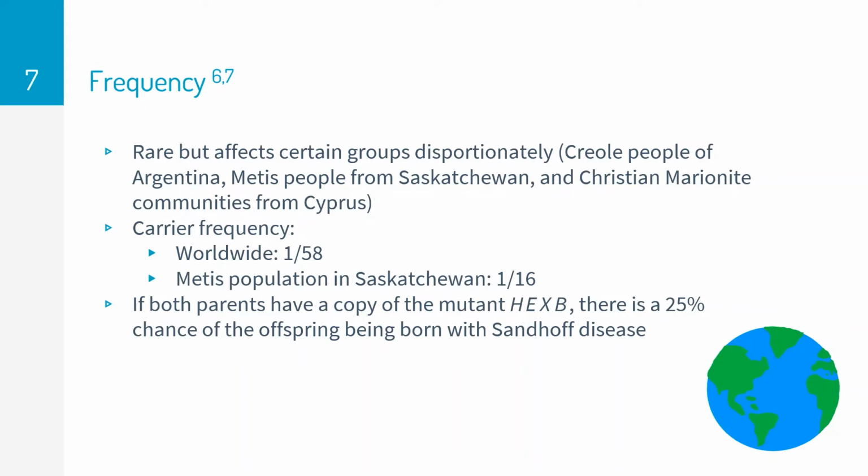Since Sandhoff disease is autosomal recessive, if both parents are carriers, the chance of an offspring being affected with Sandhoff disease is 1 in 4. Based on the carrier frequencies, 1 in 13,456 people will be affected by Sandhoff disease worldwide. In the Métis population from Saskatchewan, the frequency jumps to 1 in 1,024.